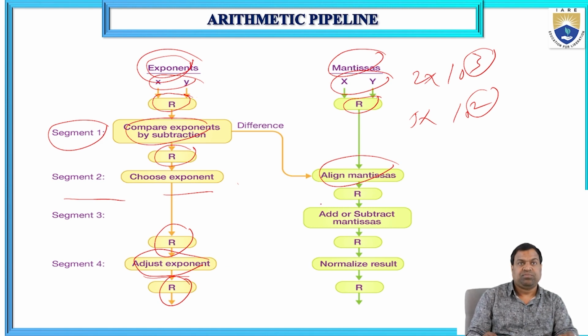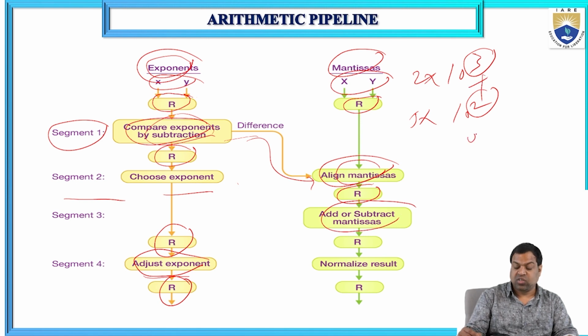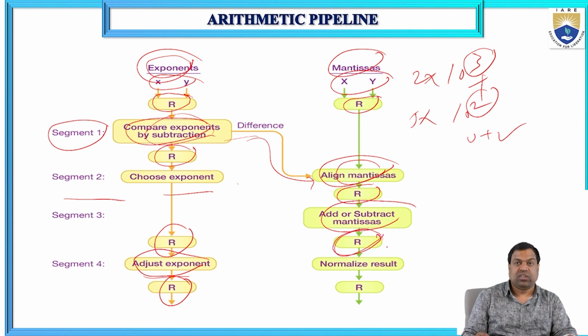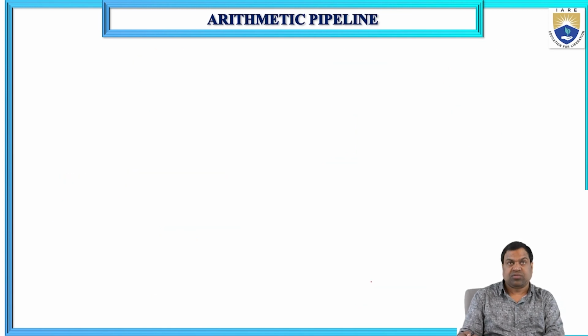In the mantissa segment 1, comparing the exponents by subtraction, is there any difference? We are aligning the mantissa with one register, and adding or subtracting, U plus V like this, and the result, addition or subtraction, will be stored in R. After the result, we are again normalizing with the exponents and mantissa, and the resultant value is stored in R. These are the references.